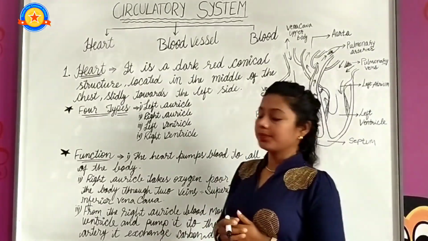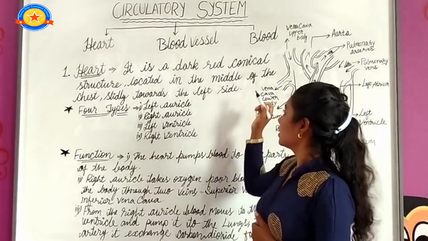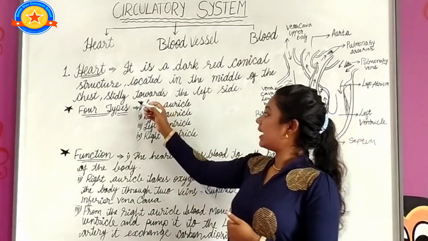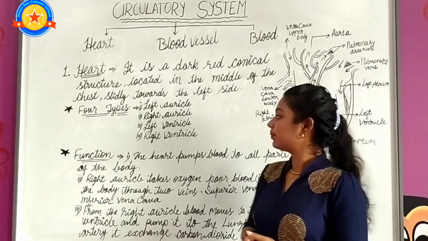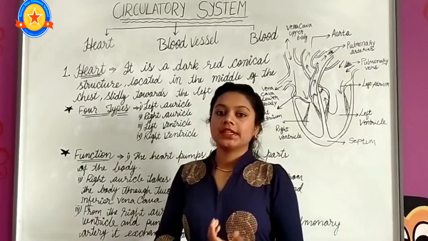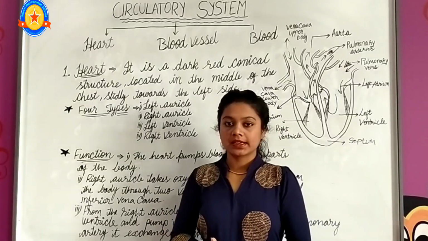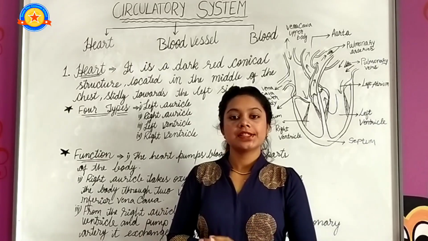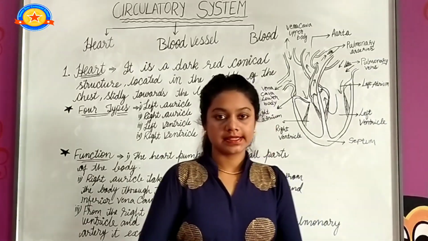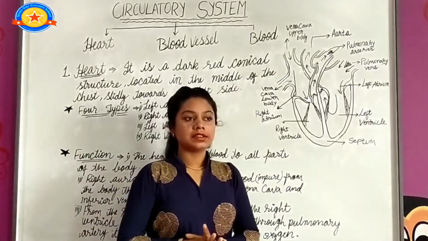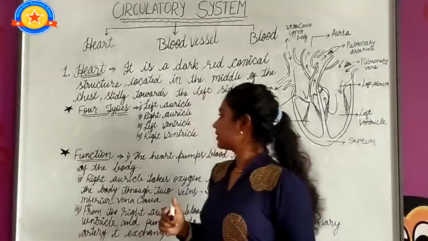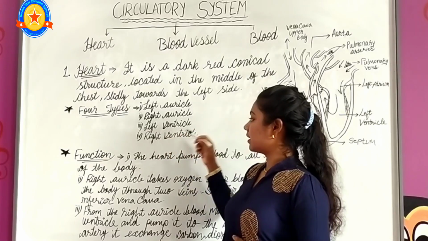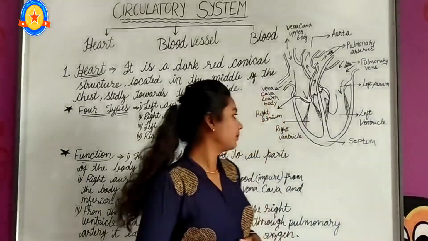What is the heart? It is a dark red conical structure located in the chest, slightly towards the left side. The heart is enclosed in a double-walled membrane sac called the pericardium. The heart is the engine of the circulatory system, and it has four chambers: the left auricle, right auricle, left ventricle and right ventricle.